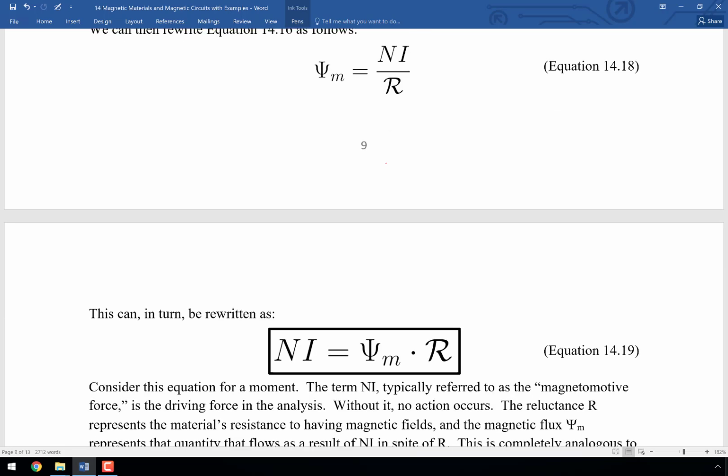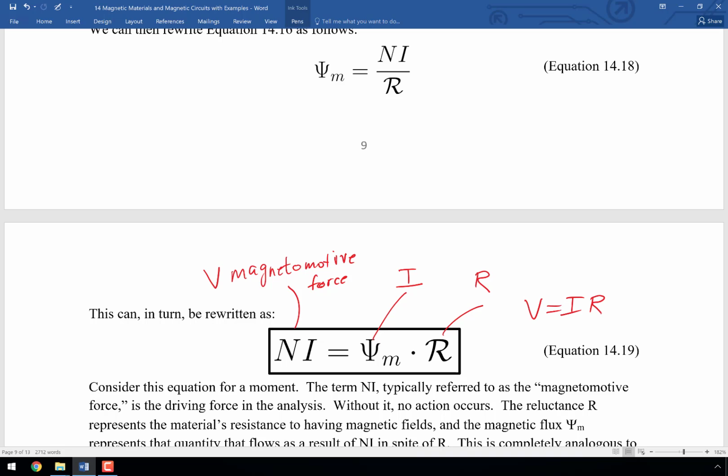Now, I want you to think about the fact that this N times I, which we're going to call the magnetomotive force, is the thing that is causing the magnetic flux to occur. It's the motivational force that is causing the circuit to do anything. The reluctance is the material characteristic that is impeding that from flowing, and this is the thing that is flowing. So we can say that this is kind of like a current, this is kind of like a resistance, and this is kind of like a voltage, and if we did that, we would get an equation that looked a lot like Ohm's law. As a matter of fact, it is perfectly analogous to Ohm's law.